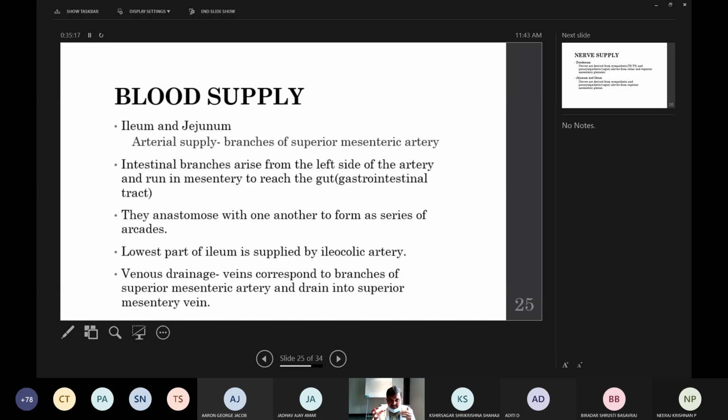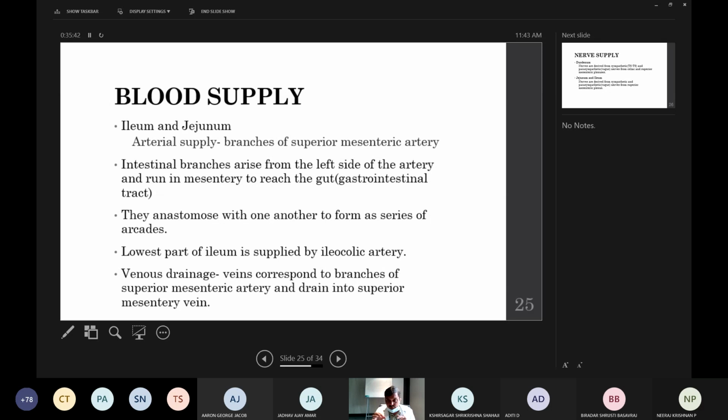These arteries, the intestinal, jejunal and ileal branches, arise from the left side of the superior mesenteric artery. Those branches are called the jejunal and ileal branches. These intestinal branches arise from the left side of the artery and run in the mesentery.